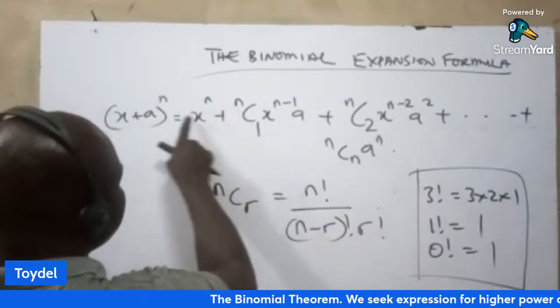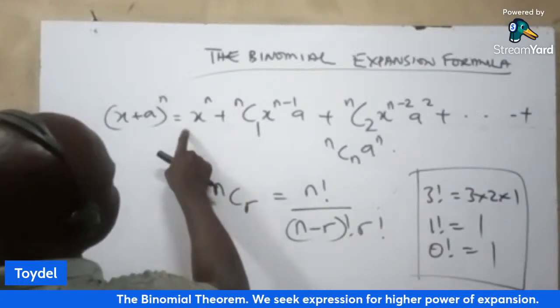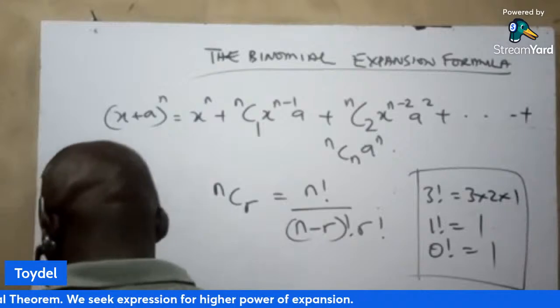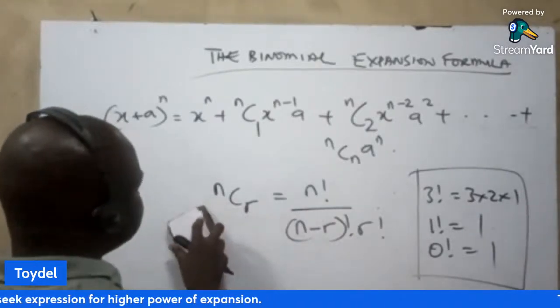So in this case, the first one will be n combination 0. Then I will use an example to explain that.